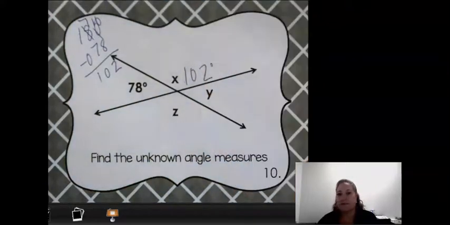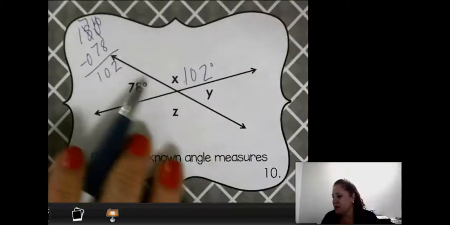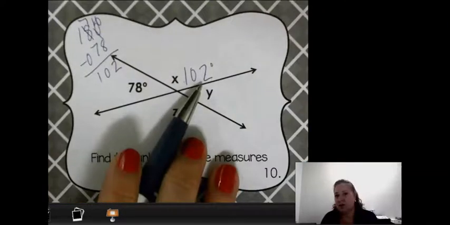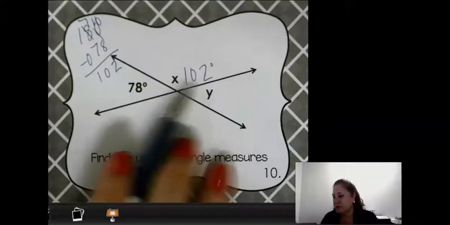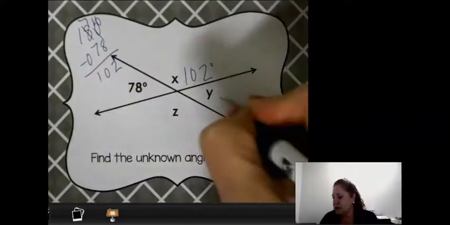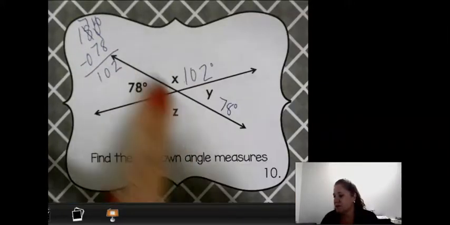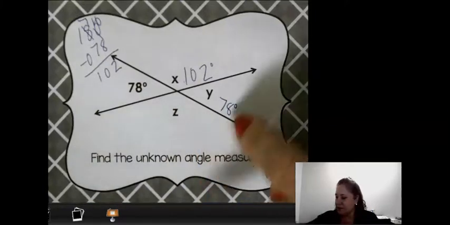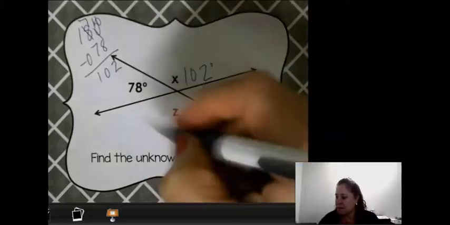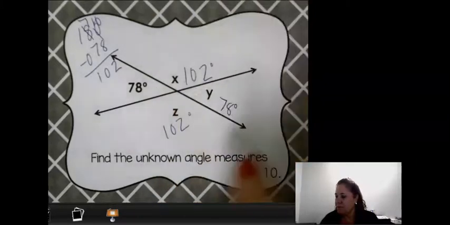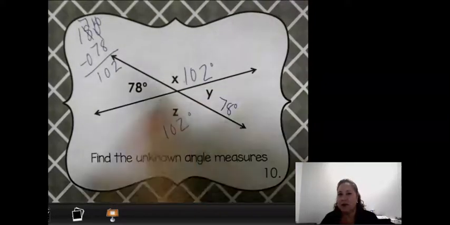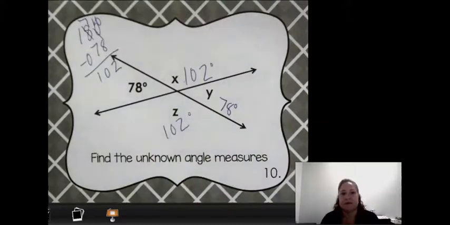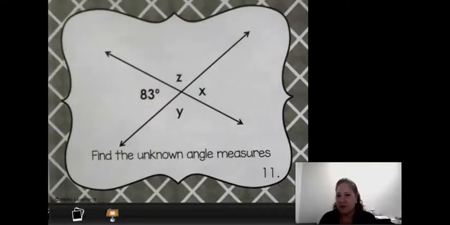102 degrees. Okay, this is another straight angle. So 102 plus 78 is going to give us this 180 degree straight angle. All right, and now 78 plus 102 gives us 180 degrees. Good job. Okay, what can we do here?